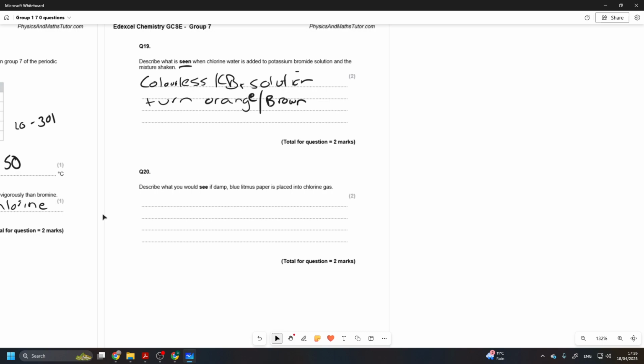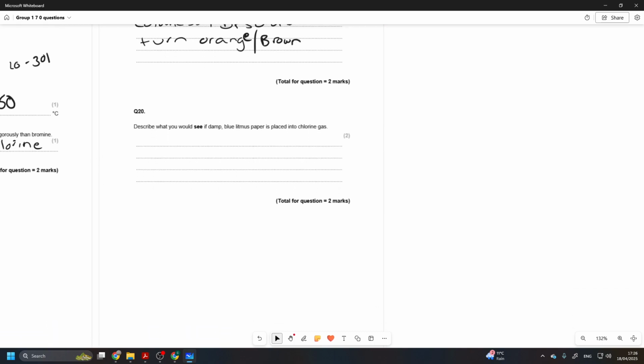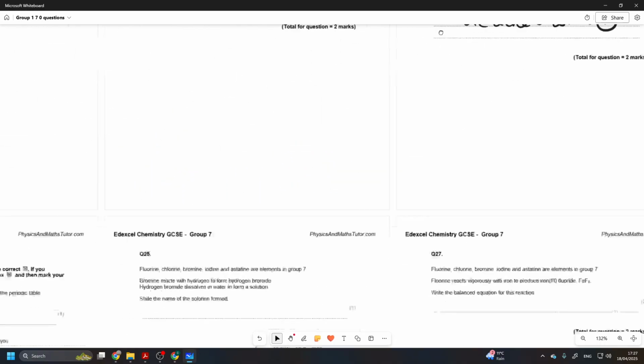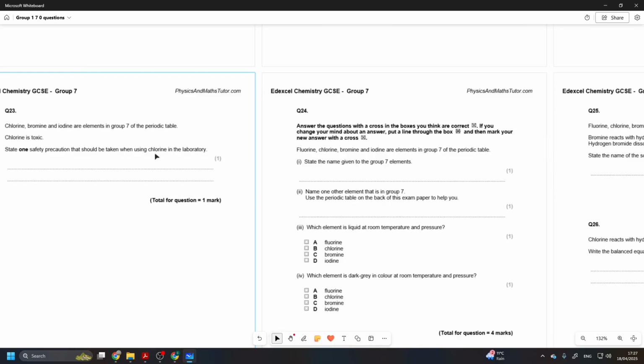Describe what you would see if damp blue litmus paper is placed into chlorine gas. Okay, the litmus paper turns red, then bleaches white. That's the 2 marks there, okay? 1 mark for turns red, 1 mark for bleaches white. Now if you just remembered the bleaches white, you'd still get the mark for that. Okay, so it's all good. If you just said goes white, bleaches white, you get 1 mark. If you go the wrong way round, they're going to give you nothing. Okay, rather harshly.